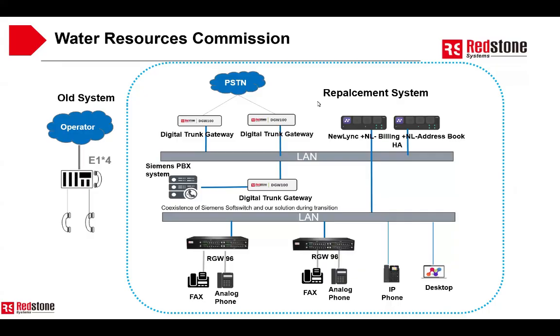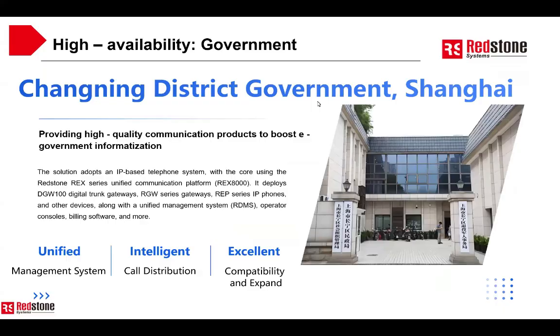Okay, sorry. So the next one is a district government application. It's the RACS 8000, also a RACS 8000 dual deployment. The bureaus have some old PBX, I think, and the solution adopts IP-based communication systems. So we deployed our RACS 8000 in the core and connected it with their different places.